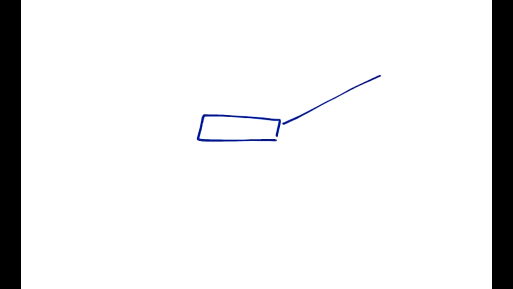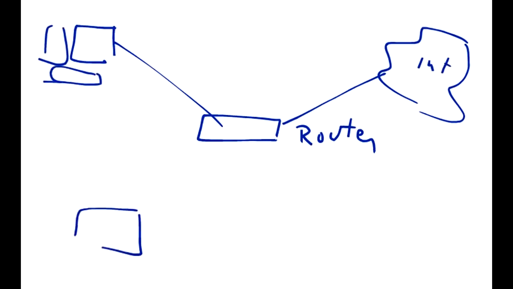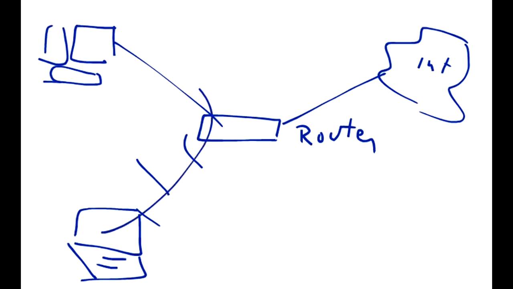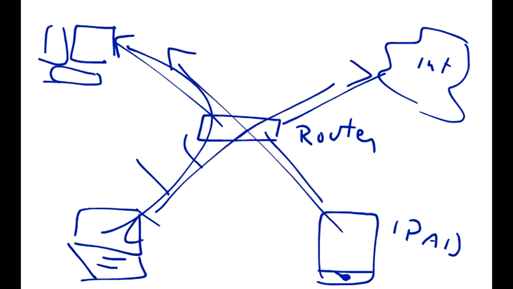For example, we have an internet connection and a triple play router, and that router is connected to our desktop. So we can share the internet connection, and our laptop is also connected to our router, and we can communicate with our desktop. And let's suppose the router is also connected to our tablet or iPad, and that can also communicate with the other devices on the network. And this is the most common type of topology used in our homes.